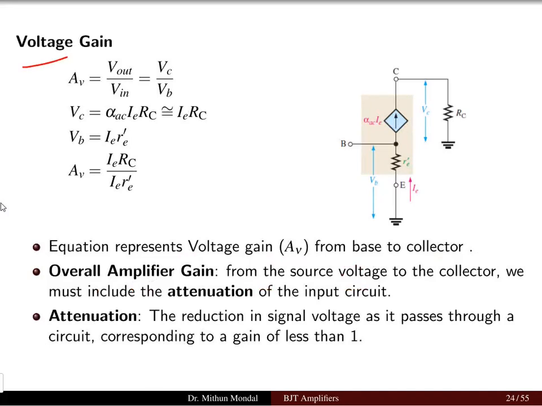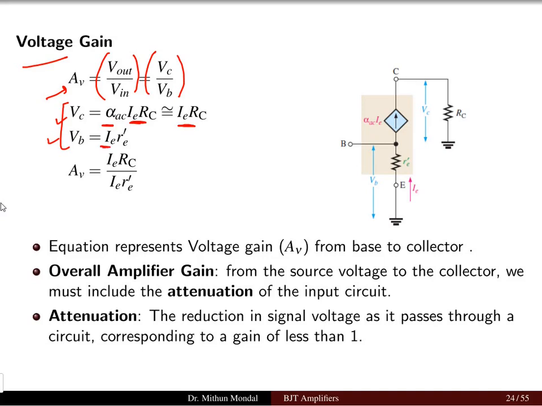Now, the voltage gain. Again, the meaning is output voltage divided by input voltage, which is the collector voltage divided by the base voltage. So we have to obtain the collector voltage and the base voltage. In terms of the formula, the collector voltage is alpha, which is again the current gain, multiplied by IE times RC, and this is approximately equal to IE times RC only because the alpha value is nearly one, and the base voltage will be IE times re'.